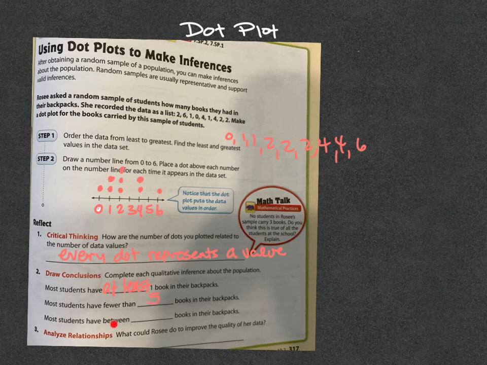And most students have between how many books in their backpack? Anywhere between 1 and 6? Well, most of them actually are between 1 and 4. There's just these outliers out here. So between 1 and 4, I guess. Between 1 and 4 books.